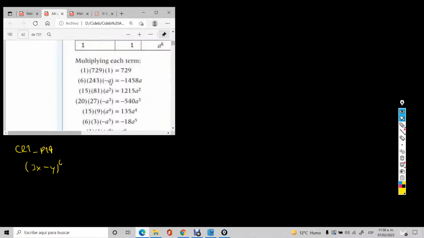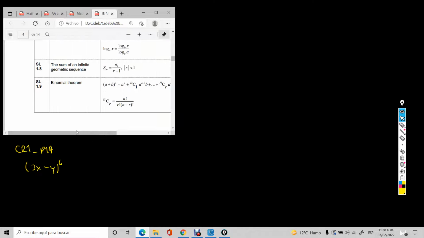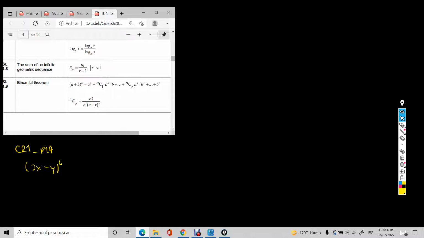Why did they put it in the booklet? Let me check. Okay, here it is. Here is the binomial theorem, which gives you the expansion of a binomial raised to an integer power, right? And this is a very basic thing. This is going to be equal to the combinations of 6 choose 0 of 3x to the 6 times minus y to the 0.